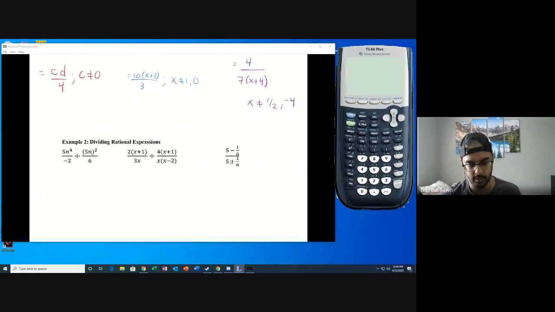Example 2 underneath, we will do these ones because they deal with division. It's a little bit different. There's something extra to think about. So we'll do these ones.